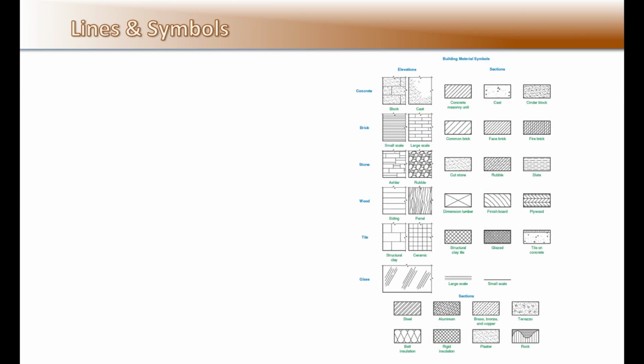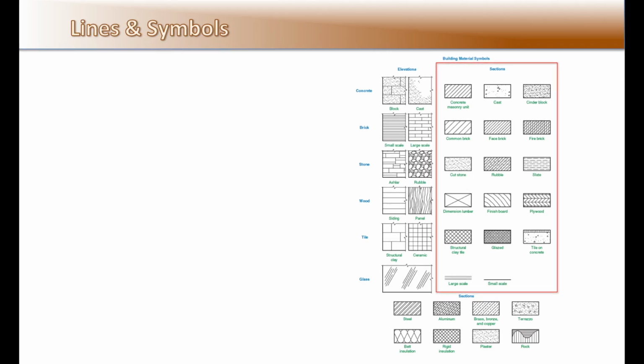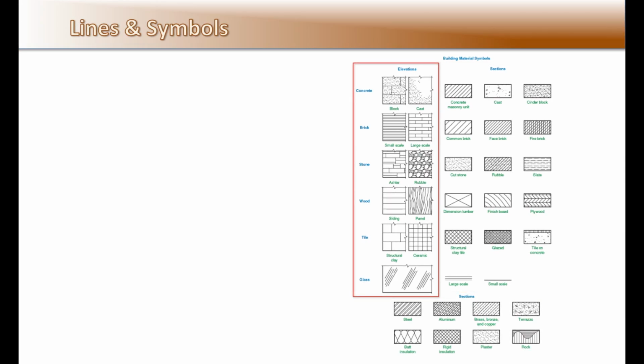Graphic symbols are commonly used to represent building materials on drawings. Symbols used for this purpose are referred to as material rendering symbols, hatching, or poche. Note the symbols used to represent materials such as concrete block, brick, and dimensional lumber. Also note that some materials appear differently depending on whether they are shown in plan, section, or elevation.